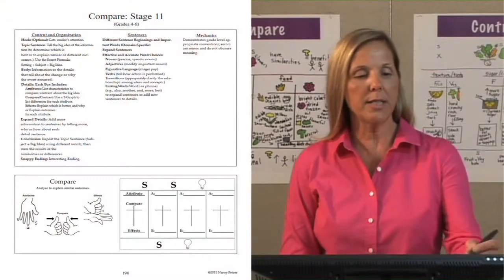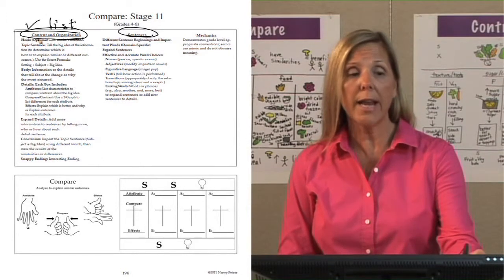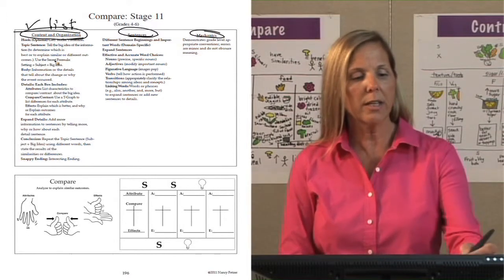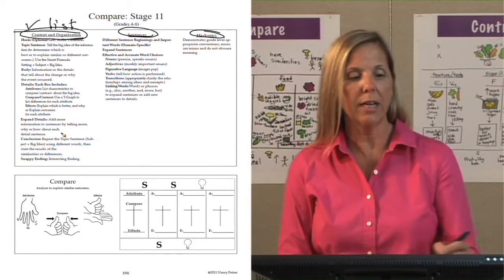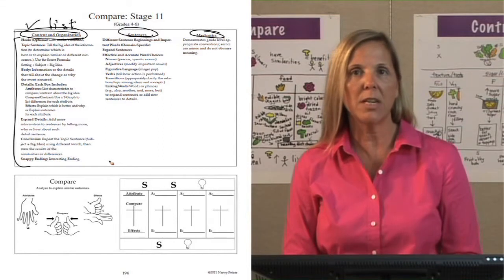On page 196, we begin with a checklist with 3 different categories: content and organization, sentences, mechanics. This checklist identifies what needs to be in a comparison piece of writing. So you can go through this, so that your students have all those elements in their finished piece of work.